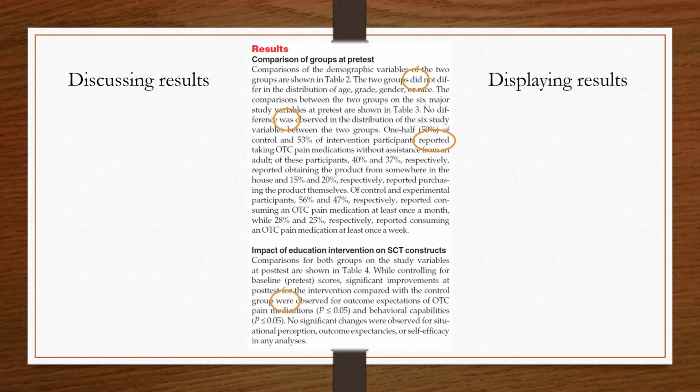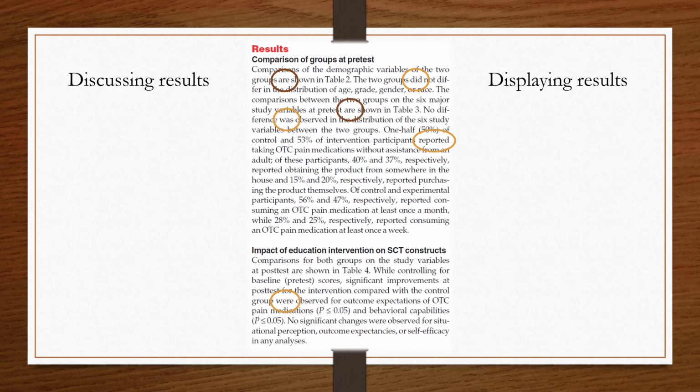Now, as we discuss the results, though, we're talking about what happened in the study, but we're also discussing what we're showing in the paper. So as we display the results, for example, here, the two groups are shown, the variables of the two groups are shown in Table 2. That's in present tense because it's happening right now in the paper. We're showing that right now, so that's in present tense.